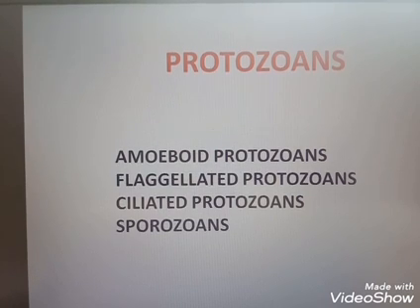Do not get confused between this Plasmodium and the aggregate formed in the case of slime molds, which is also known as plasmodium. Here the organism's name is Plasmodium, which causes malaria. The carrier of this malarial parasite Plasmodium is the mosquito. So these are the 4 types of protozoans. What are the 4 types of protozoan? Amoeboid protozoan, flagellated protozoan, ciliated protozoan and sporozoans. Is it clear?